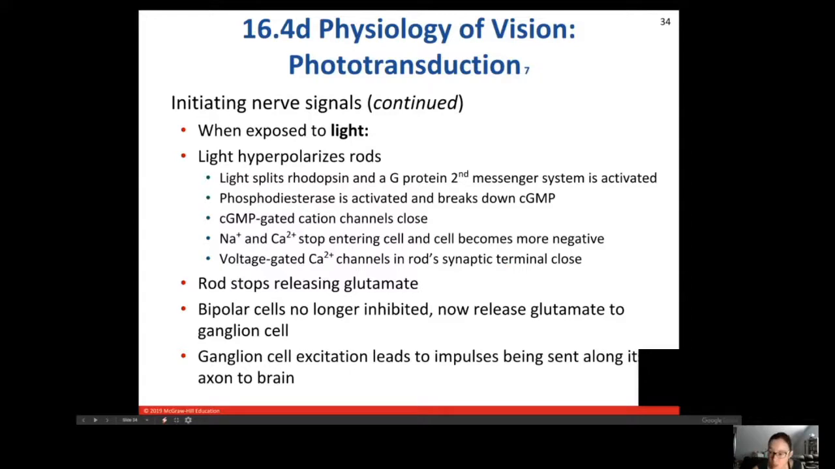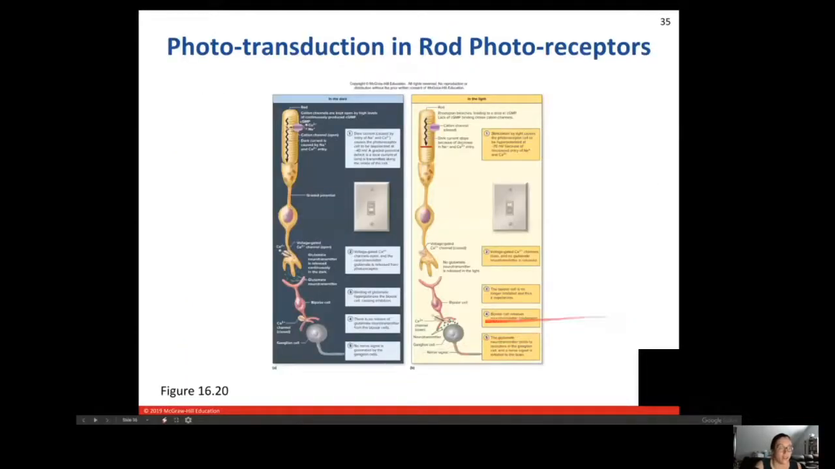But remember that glutamate was inhibitory. Glutamate was the thing that was stopping the bipolar cells from having an action potential. So the bipolar cells now are like, oh wait, there's no more IPSPs. They are then going to depolarize on their own. When they're not inhibited, they're going to depolarize. They're going to release their own neurotransmitter to the ganglion cell, and that's going to be excitatory. The ganglion cell then is going to be excited, and it's going to lead to the impulse being sent along the axon to the brain.